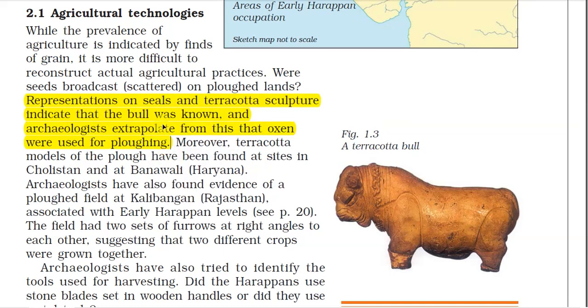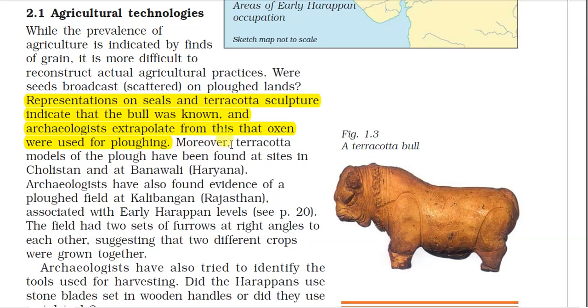So the first point, the Harappan seals that we have seen and the terracotta sculpture were indicating the bull. As you can see, seals have animal figures, and one of the seals has a bull as an animal motif on it, showing that the Harappans were well aware of the bull. So they were well aware that the bull can be used in agriculture also. And the second important point is that oxen were used in plowing, like it was always there in India. A pair of oxen was always used for plowing. This is point number one of what Harappans were doing in the agricultural field.